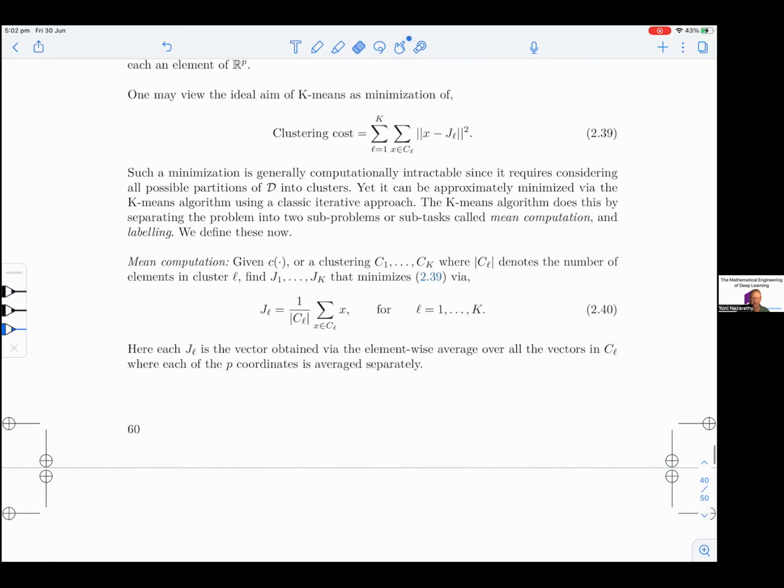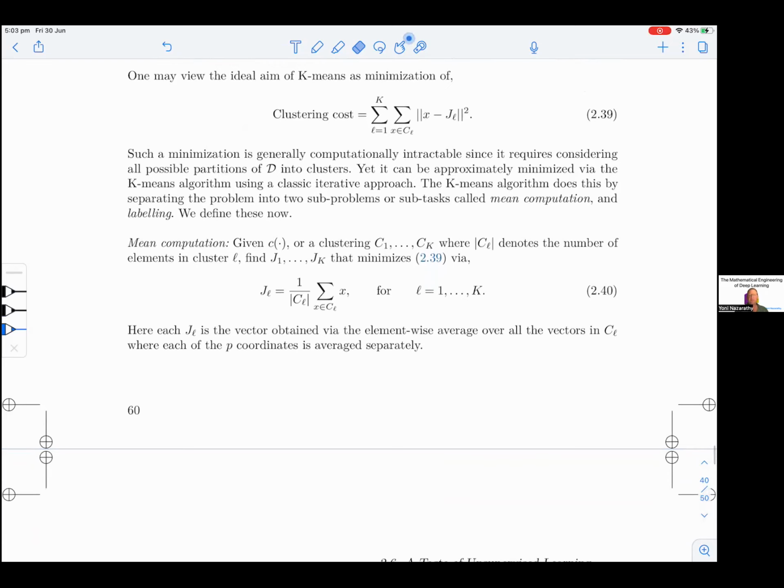One may view the ideal aim of k-means as minimization of the clustering cost, which is represented as the sum over all clusters, and then for all of the elements of a given cluster, so this cluster is part of the decision variable, of the difference between the elements and the center of the cluster. And the center is also a decision variable. Take this as a vector, and that's the norm squared of the vector. Okay, so the mean square error per cluster.